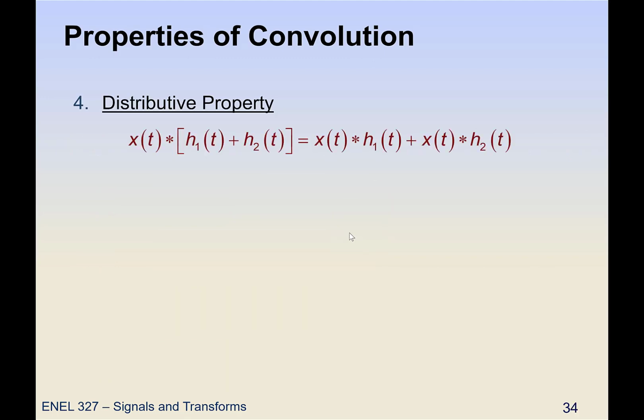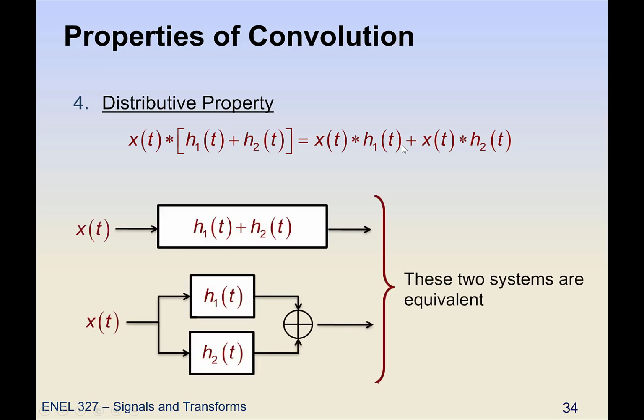Then the distributive property, which is multiplication with addition: just like with multiplication, you can distribute this convolution into the first term plus the second term. If we have a system which can be represented as one impulse response plus another, then that's the same as a branch and then an add. That's really just representing that right-hand side. Both of those systems are equivalent.